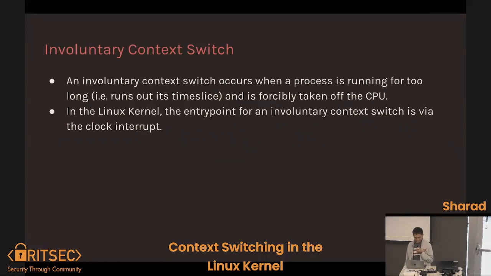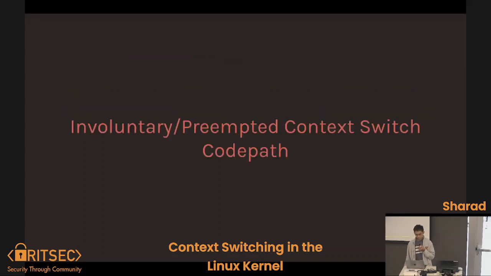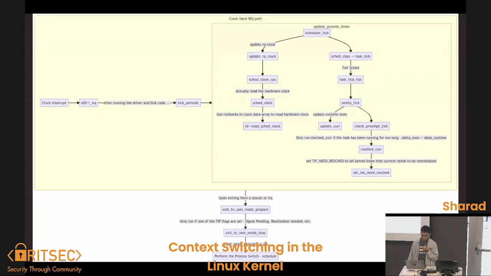Yeah. So this is the involuntary context switch. As I talked about earlier, an involuntary context switch is when a process essentially runs out of its time slice and gets kicked off the CPU. In the Linux kernel specifically, the entry point for the involuntary context switch is the clock interrupt, the clock IRQ, or the ISR. So this is the code path.